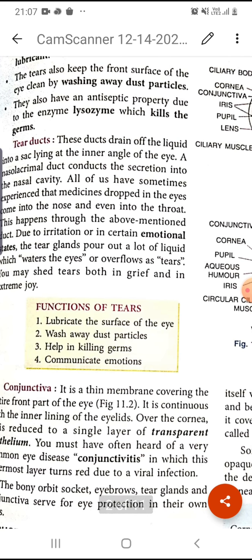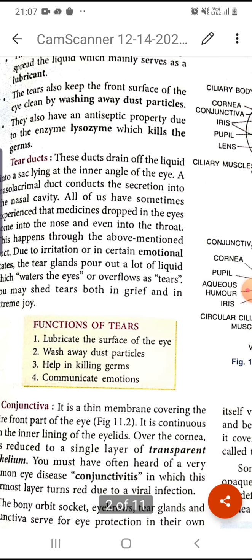And inside the tears, one enzyme is there, called lysozyme, which has an antiseptic property that kills the germs.